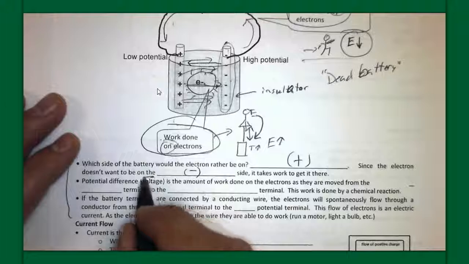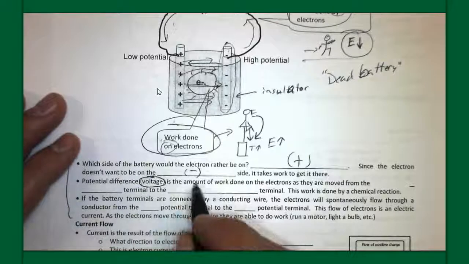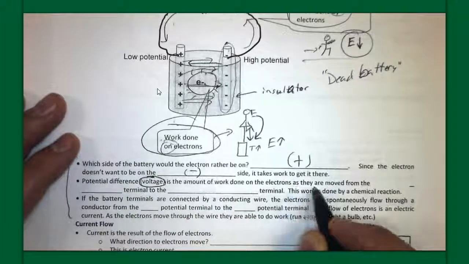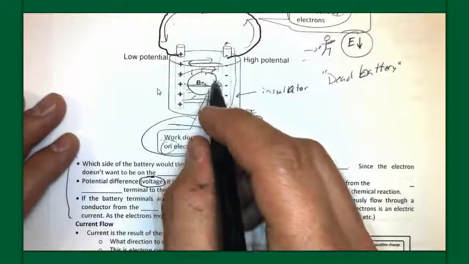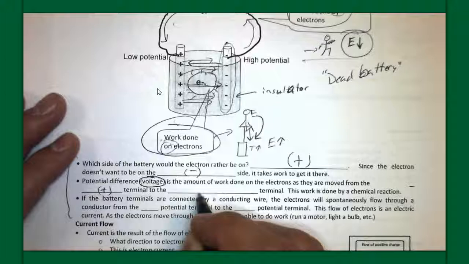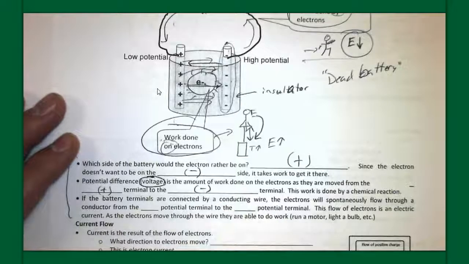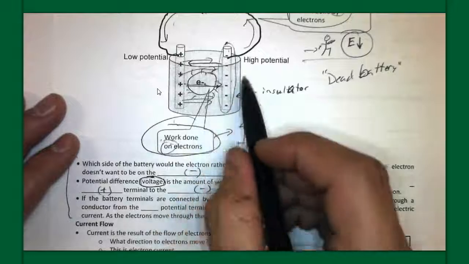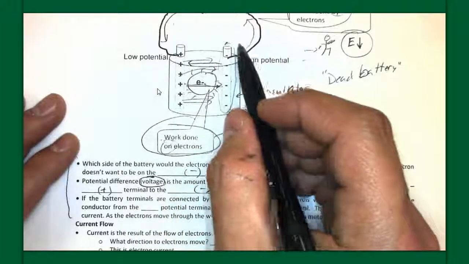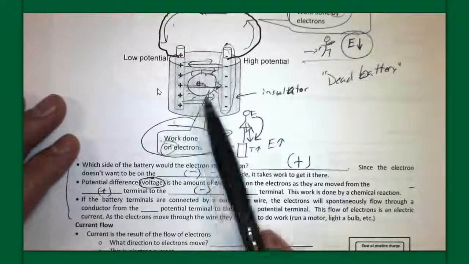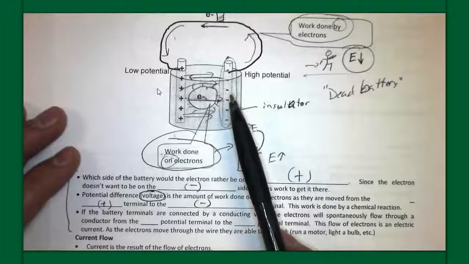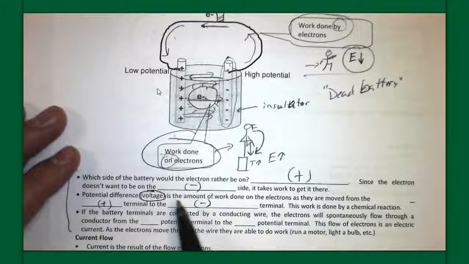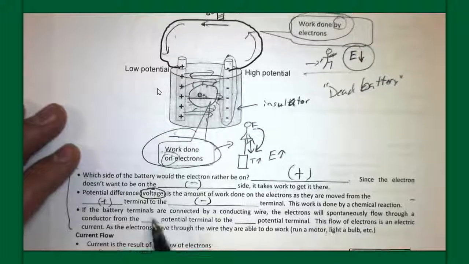The potential difference, which is the same thing as voltage, is the amount of work done on the electrons as they are moved. When work is done on electrons, they're moved from the positive terminal to the negative terminal. This work is done by the chemical reaction. So voltage is the amount of potential energy that's piled up over here. The bigger the chemical reaction, the more electrons we can pile up over here, which means the greater the difference in potential, which means the greater the voltage.